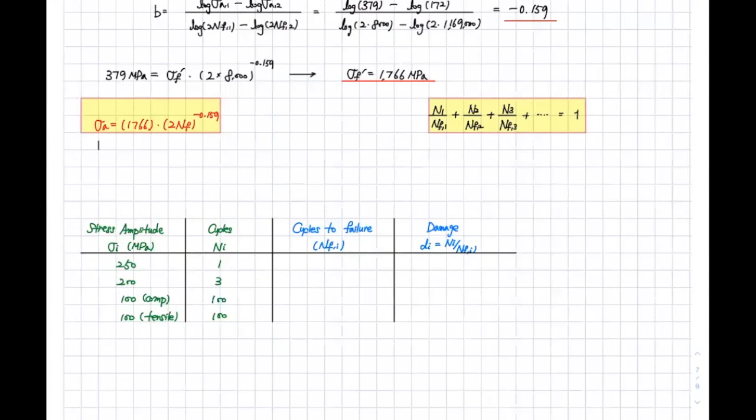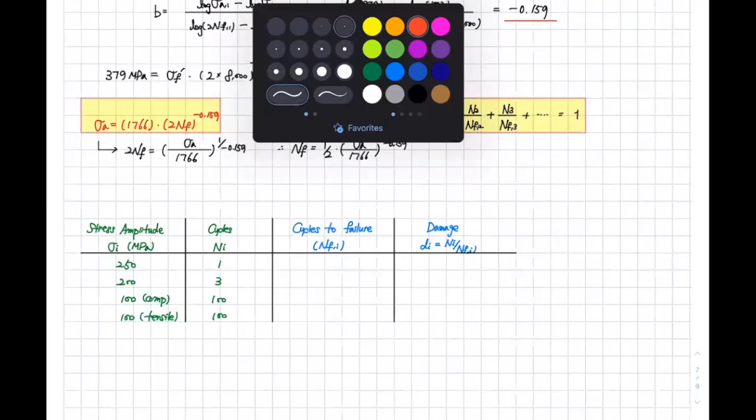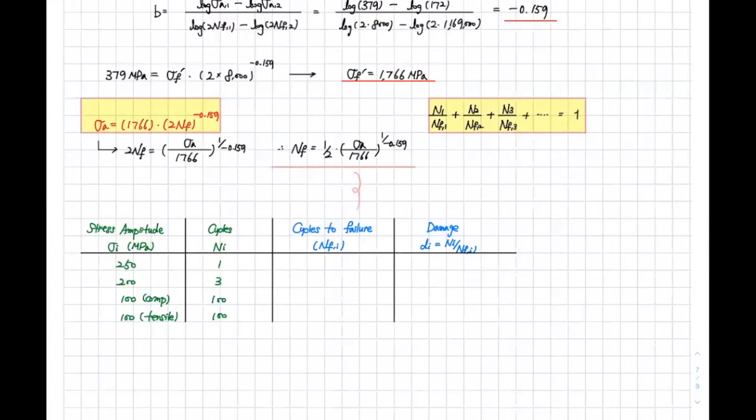Here, based on this, retrieve the Basquin equation: 2 times NF is equal to the amplitude of the stress over 1766, to the power of 1 over minus 0.159. So therefore your cycles to failure is equal to 1 over 2 times amplitude over 1766, to that power. So if you have your Excel spreadsheet or whatever calculator, you can just use this equation to fill here, right?